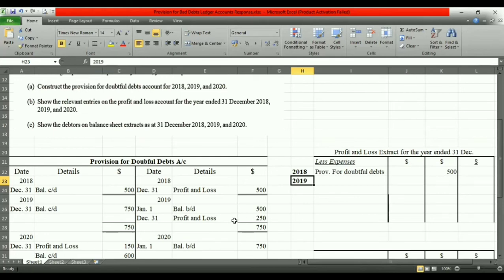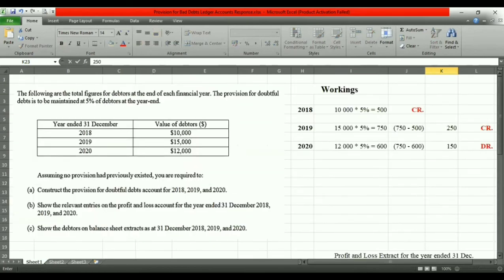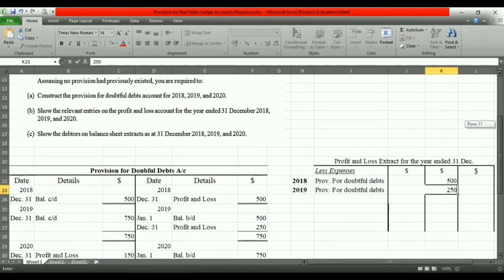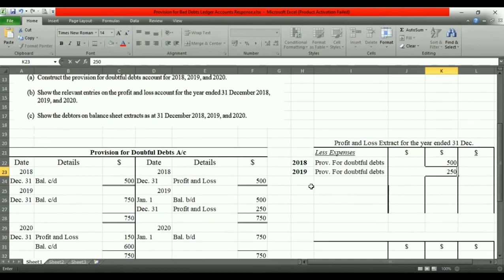Because 2019 was an increase, it is an expense. So therefore, we're going to show this again under less expenses, provision for doubtful debts, and the value there is 250, the same amount that you have beside profit and loss. Apart from that, if you look in your workings, that's the difference between the previous year and the current year. That's what you're showing. Remember, the concept is that you record only the increase in the provision or the reduction in the provision in your profit and loss account.